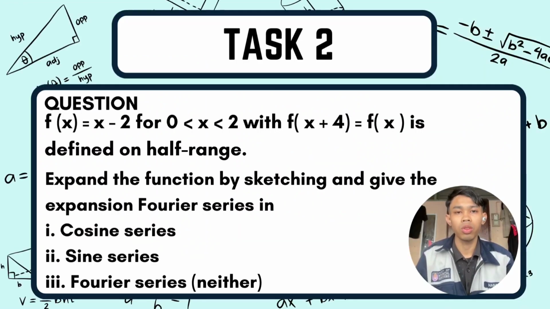Assalamualaikum and a very good morning to Sir Shafidin and to my fellow friends. My name is Muhammad Hanafi bin Abdullah, and today I will explain about question 2. For task 2, we have the function f(x) equal to x minus 2, for x between 0 and 2 with interval of 4. It's defined on half range.